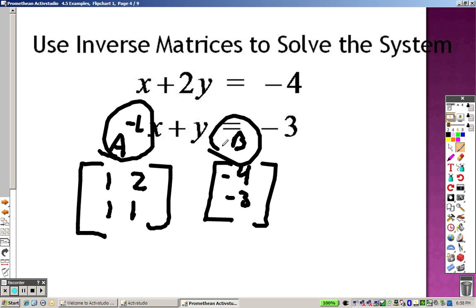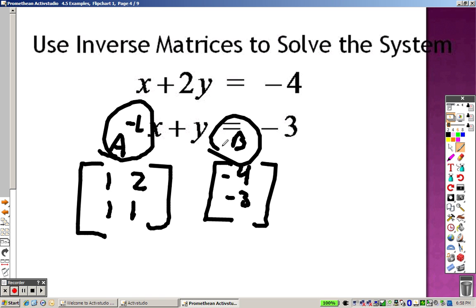Edit your B and make that negative 4, negative 3. Oops, sorry, let's clear out of there. I don't know what I did there. Go back into your matrix. Let's edit B. We're going to make that a 2 by 1, and that is a negative 4, negative 3.